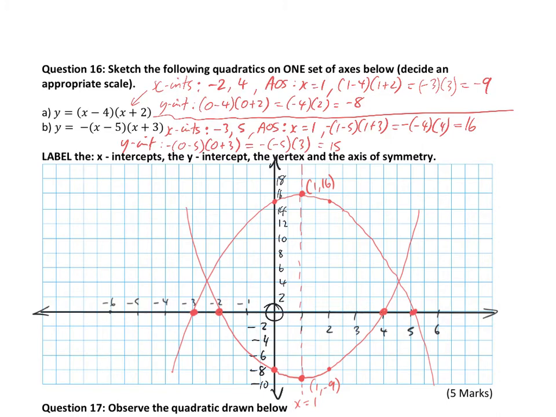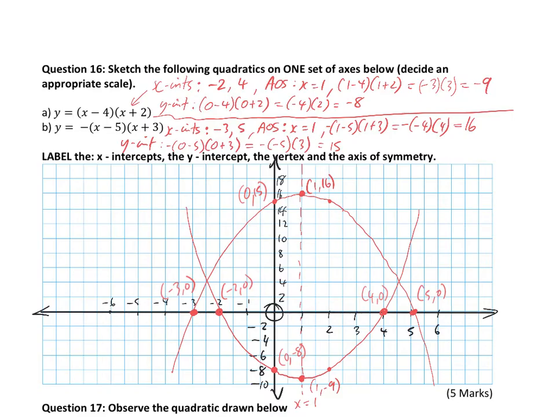How I answer the question: label the x, y, vertex. I only labeled the vertex and the axis of symmetry. I need to label the x-intercepts, so that's going to be 5, 0. This one's going to be 4, 0. This one's going to be negative 2, 0. This one's going to be negative 3, 0. The y-intercepts being 0, negative 8, and 0, 15. That's answered that question.